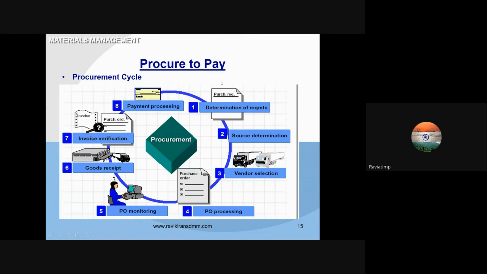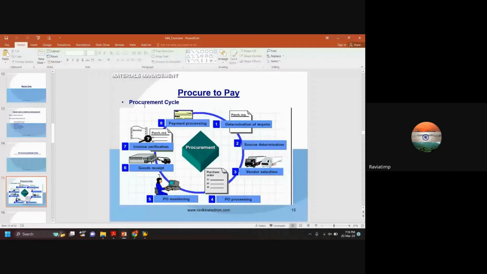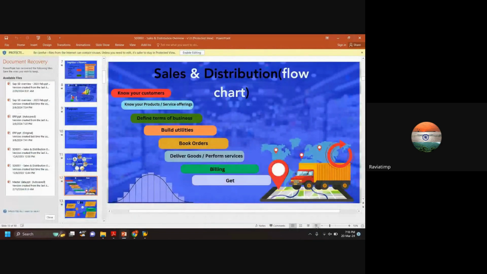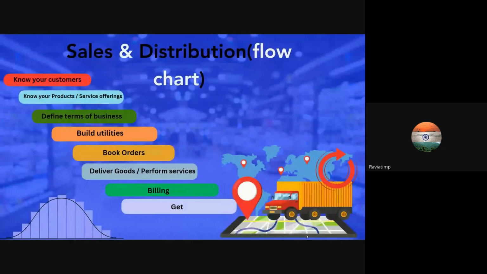Procure to pay is a procurement cycle where the accounts payable happens after automatic vendor selection, automatic PO and manual PO, automatic monitoring and understanding the total situation of the stocks, receiving the goods, invoice verification, payment processing. So when I discuss the modules, that is procure to pay, and this is order to cash.